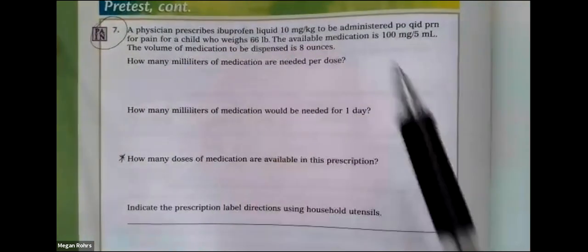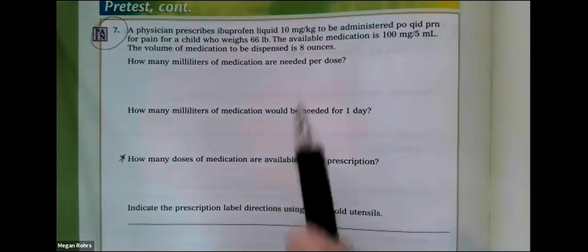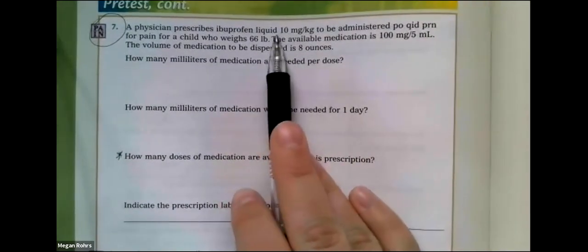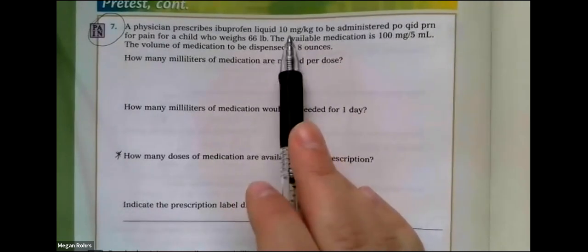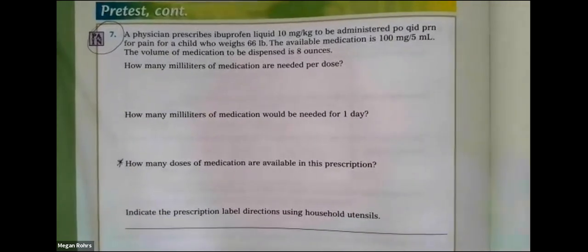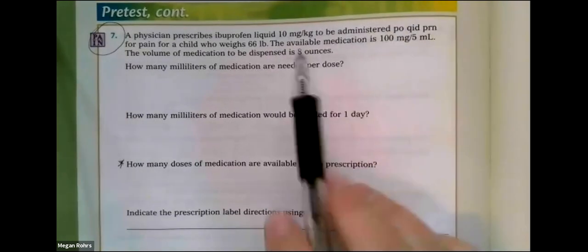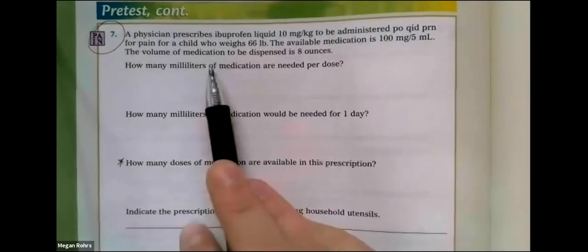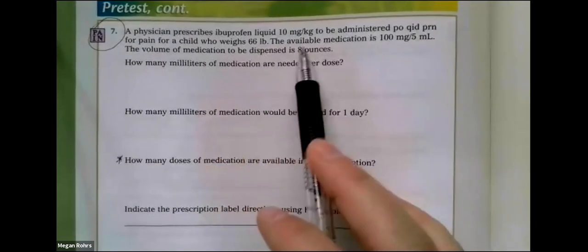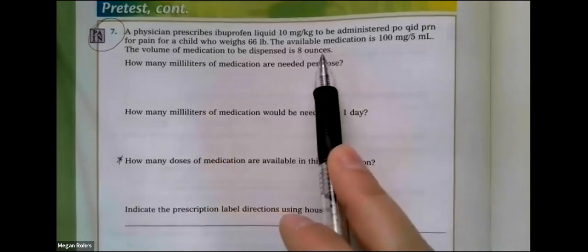So a physician prescribes ibuprofen liquid 10 milligrams per kilogram. Now that should look familiar from last week. Remember, anytime we see a dose that is milligrams per kilogram, we're going to have to use that kilogram rule, okay? So like I've mentioned in the past, this math just keeps building upon itself. So you've got to be comfortable with chapter 12 before we can move on to chapter 13. So they're going to be getting this medication 4 times a day as needed for pain, and the child weighs 66 pounds. The available medication is 100 milligrams per 5. The volume of medication to be dispensed is 8 ounces.